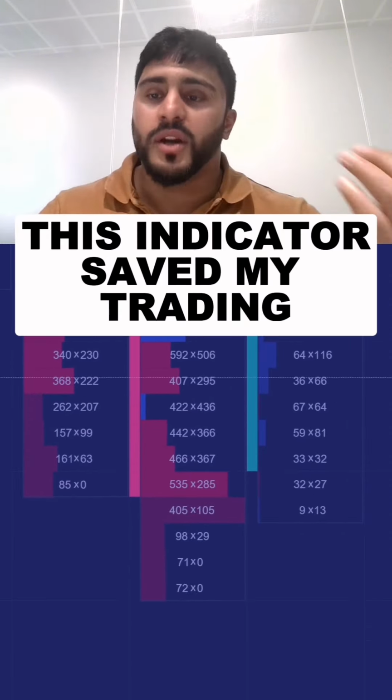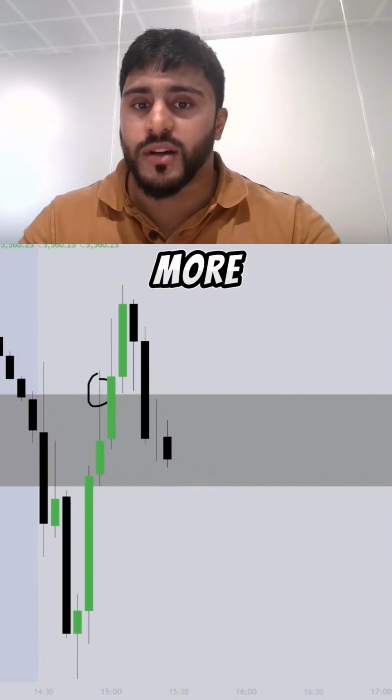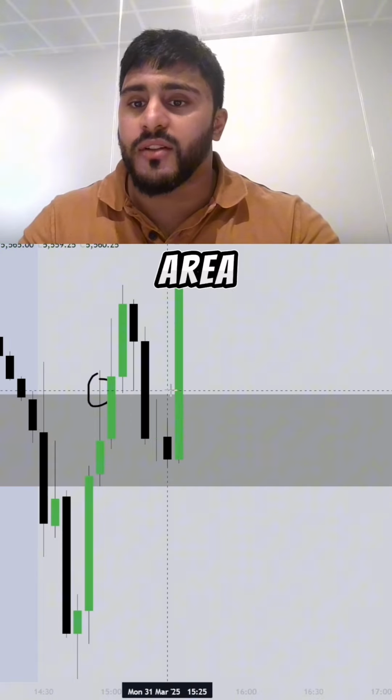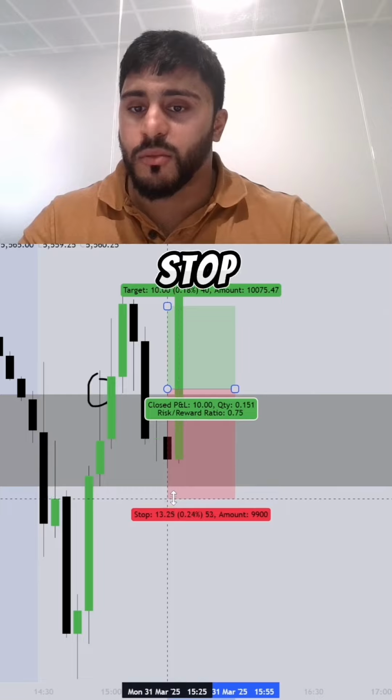So we see sellers failing in this region, right? This means that buyers are in control. So if we just continue to play price on one more time, we see a heavy break above this area. So this would be our long position, and we can have a stop loss just below this zone.